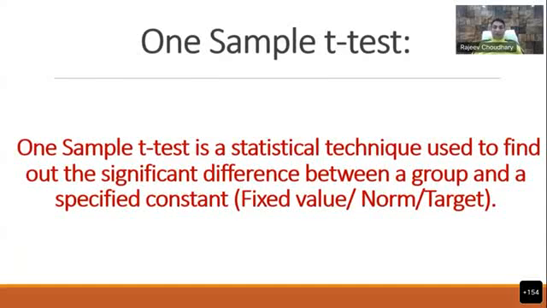In the field of biomedical sciences, we have different norms. We have norms for fat percentage, for systolic or diastolic blood pressure, for hemoglobin contents, for myoglobin contents, and for blood glucose level also. We have a target.